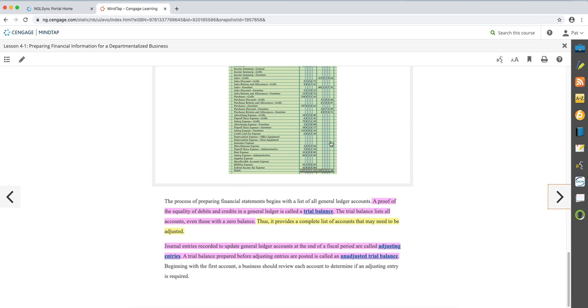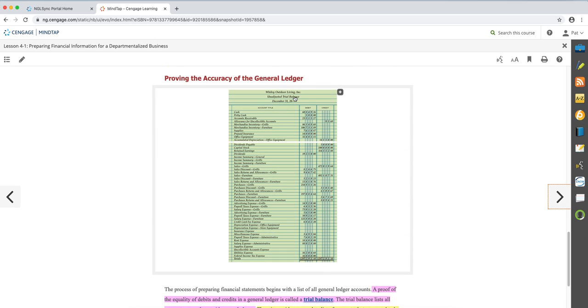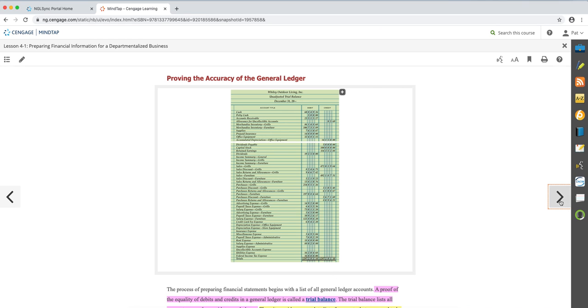Where do we get these numbers? From the general ledger. We list all accounts, even if they have zeros or they're not used yet, we still list them. And then what we're going to do is take this adjusting trial balance, and we're going to record and make entries for what they call adjusting entries. A trial balance prepared before adjusting entries is called an unadjusted trial balance. So the who, what, when is the company, unadjusted trial balance, and the date. These are the list of accounts in the general ledger. These are the balances, and if they don't equal, then we need to fix them.